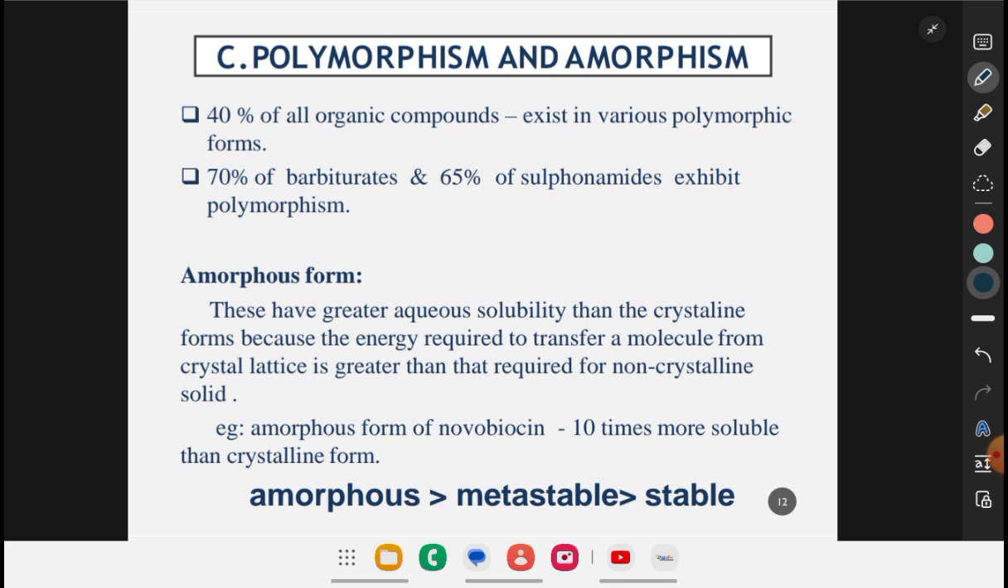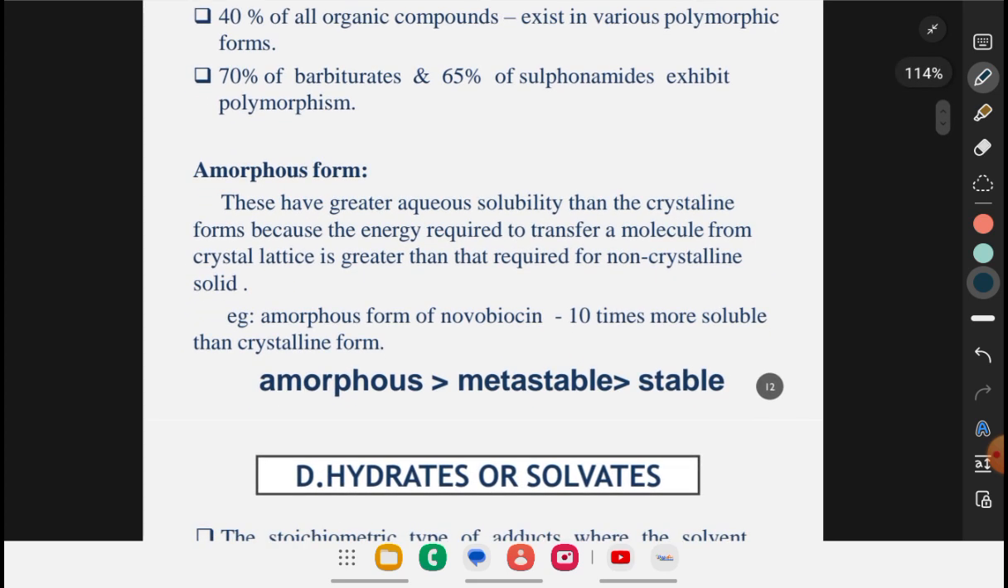Next, amorphous form. The amorphous form has greater aqueous solubility than the crystalline form, because the energy required to transfer a molecule from the crystal lattice is greater than that required for a non-crystalline solid. The amorphous form of novobiocin is 10 times more soluble than its crystalline form. So the most soluble is amorphous, then metastable, and then stable.